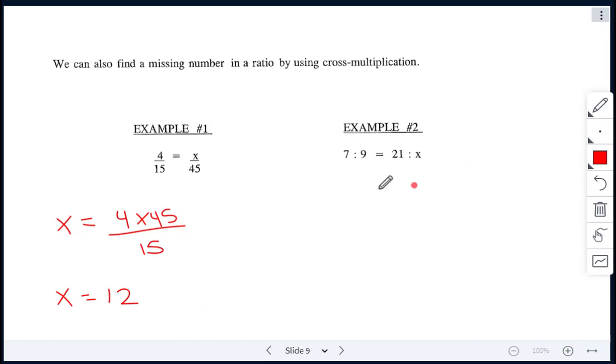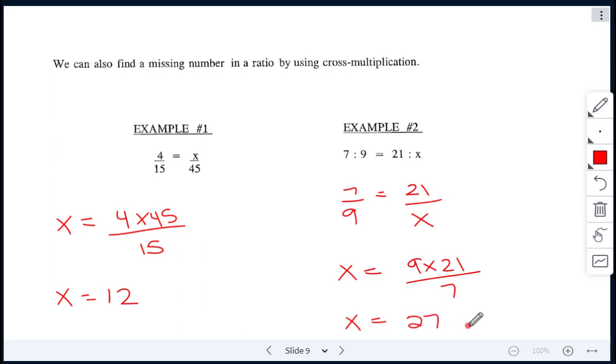All right, same thing here. I'm just going to set this up as a fraction. 7 over 9 equals 21 over x. So I'm going to multiply the two numbers diagonal to each other. So 9 times 21. And then I'm going to divide by 7. Okay, which gives me my answer of 27. You may have noticed you could have used just equivalent fractions as well. Like 21 divided by 3 gives you 7. A number divided by 3 would give you 9, which would be 27.